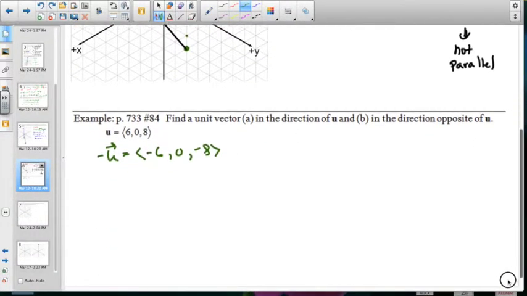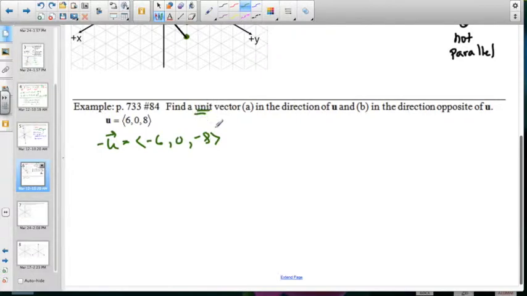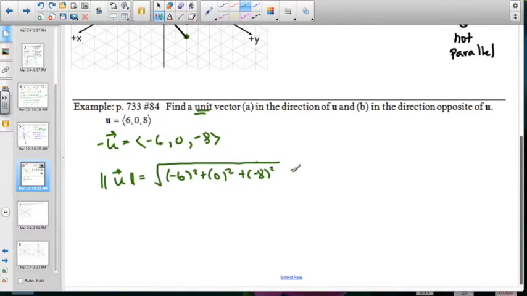And so if we want the unit vector, then unit vector means we have to take that vector and divide it by its magnitude. Magnitude is nothing more than distance. So the magnitude of vector u is going to be the square root of all of its components squared. So we're going to have -6 squared plus 0 squared plus -8 squared. So we've got the square root of 36 plus 0 plus 64, which is the square root of 100, which is 10. So we know that the length of that vector is 10.